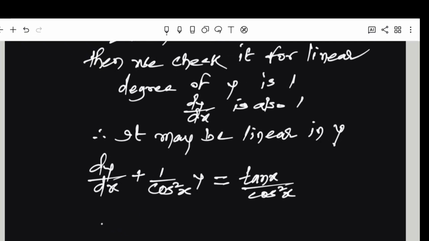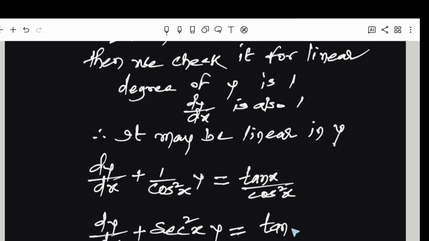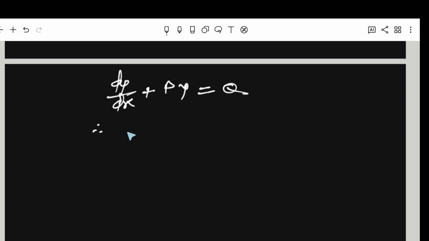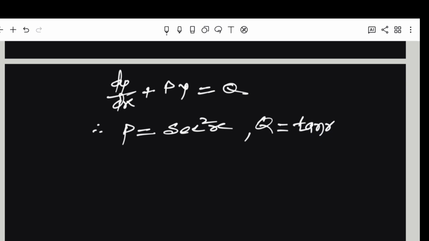Nothing but dy by dx, 1 by cos means secant square x into y is equal to tan x into secant square x, and we call this equation 1. And then comparing it with the general form dy by dx plus py equals q, we get p as the coefficient of y. For this particular example, it is secant square x, and the q value on the right hand side is tan x into secant square x.